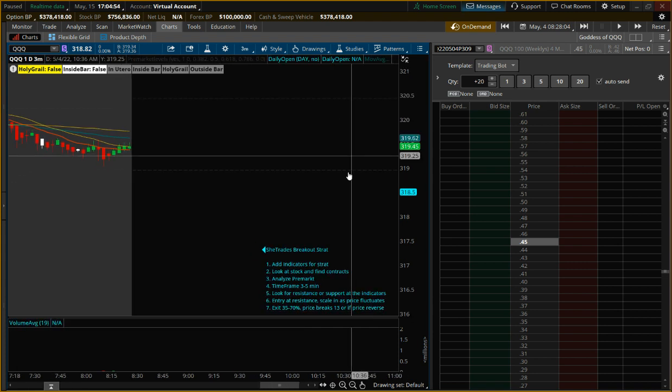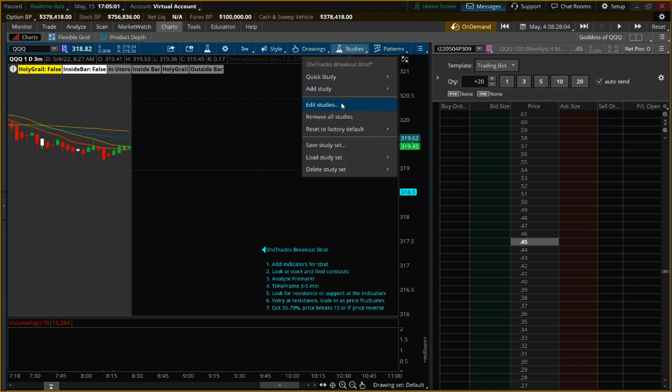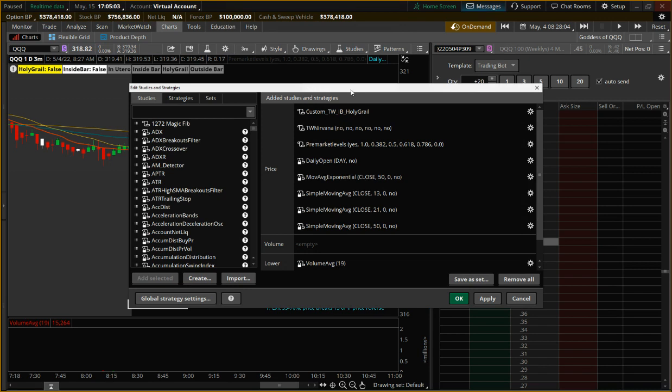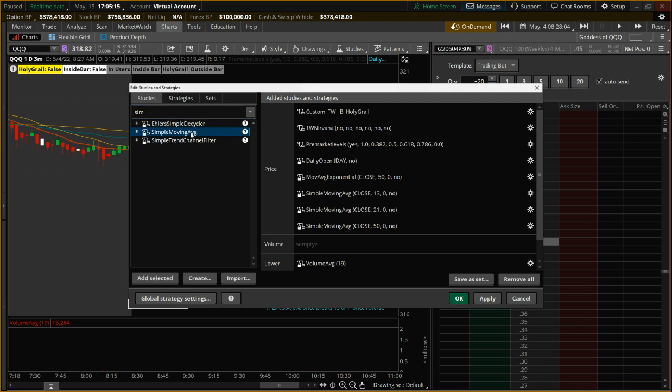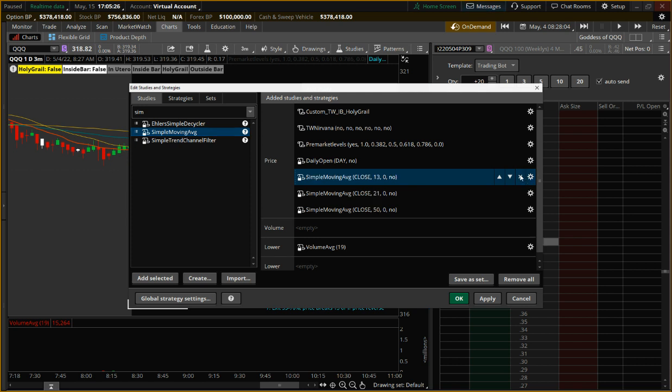And we're going to add our indicators first. Whatever platform you're on, go to your indicators and add the moving averages first. If you like simple, you can add the simple, and add it 3 times. Once you add it, make one of them the 13, make one the 21, and make one the 50. These are Fibonacci moving average numbers.